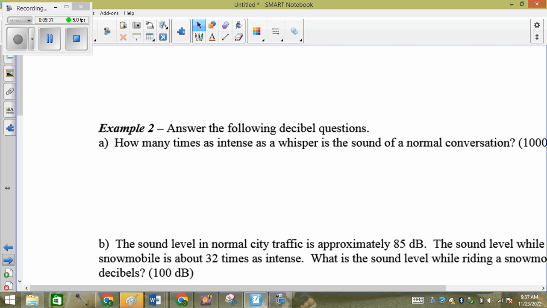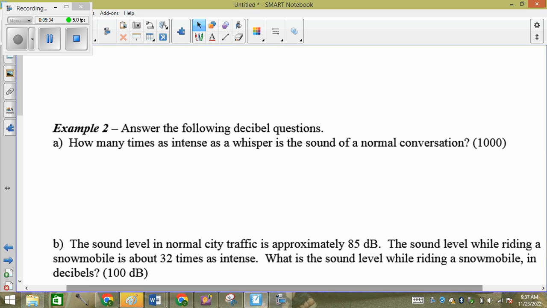So the way they ask the example is like this. How many times as intense? So it's a ratio of intensity. Do you know what I mean? They don't ask for the intensity of one or the intensity of the other. They're asking for a ratio of the intensity. So it's how many times as intense, how many times more intense, or how many times less intense. So it's the intensity differential between the two.